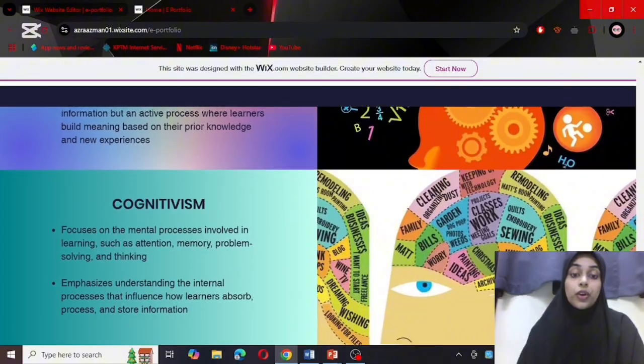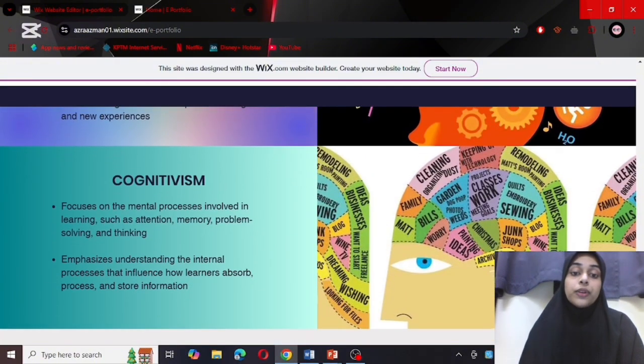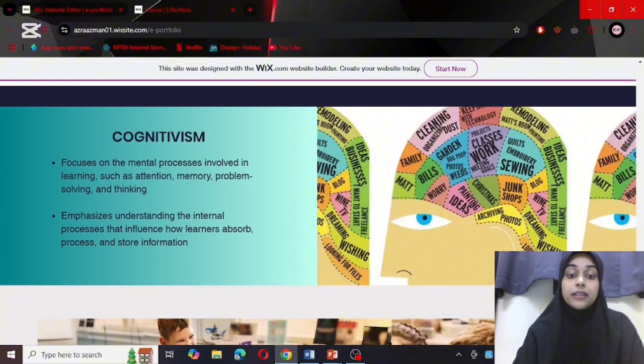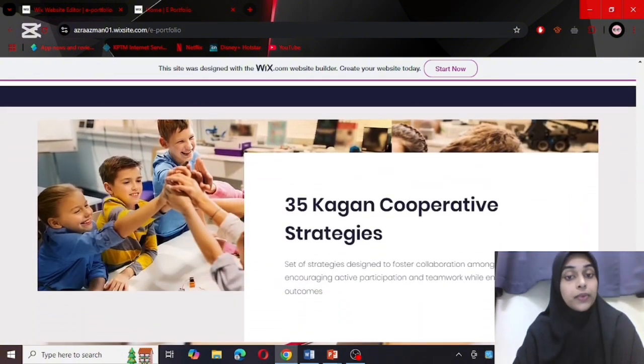So moving on to cognitivism. This theory focuses on the mental processes involved in learning. It's all about what happens inside our brains when we learn new things. And cognitivism explores concepts like attention, memory, problem solving, and also thinking. It also shows us how we can make learning more efficient. So that's about cognitivism. So lastly, we are at Kagan Cooperative Learning Strategies.